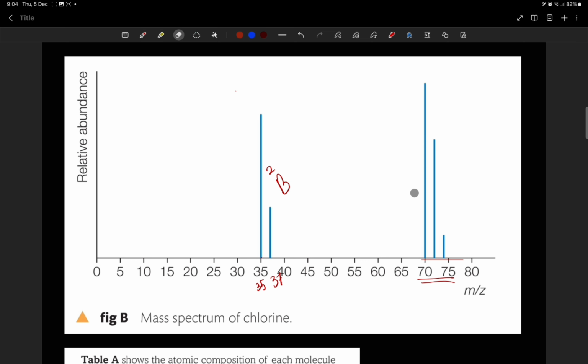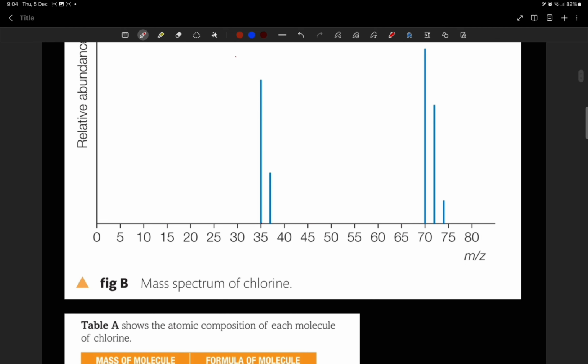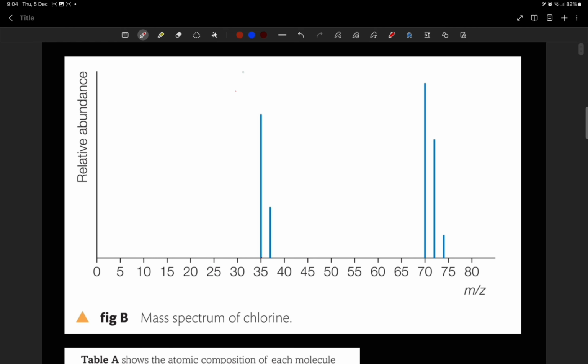Okay, I took this graph from the book and it's for chlorine. تمام. In the question أصلا, chlorine has two isotopes, chlorine 35 and chlorine 37. طيب, which I can see right here. This is isotope 35 and this is isotope 37.